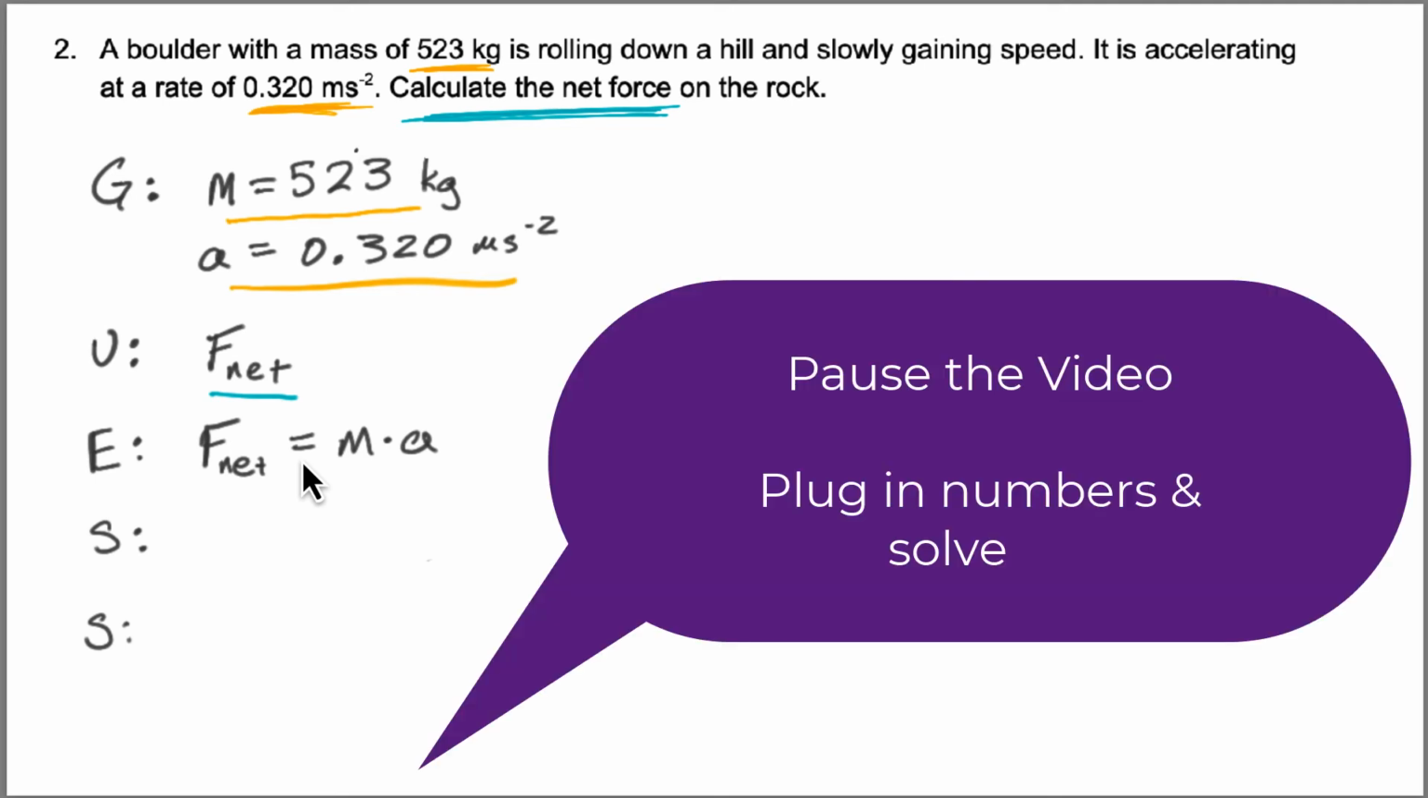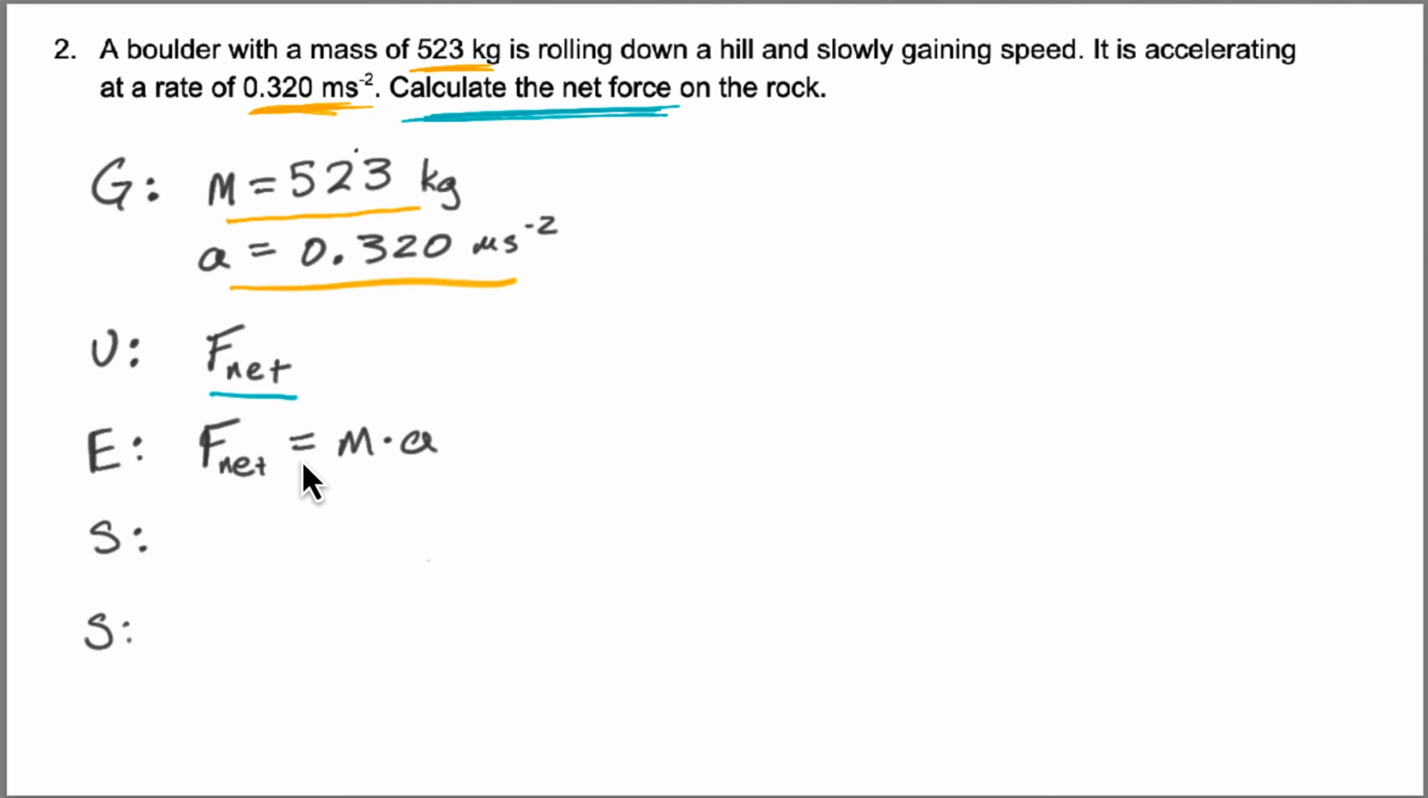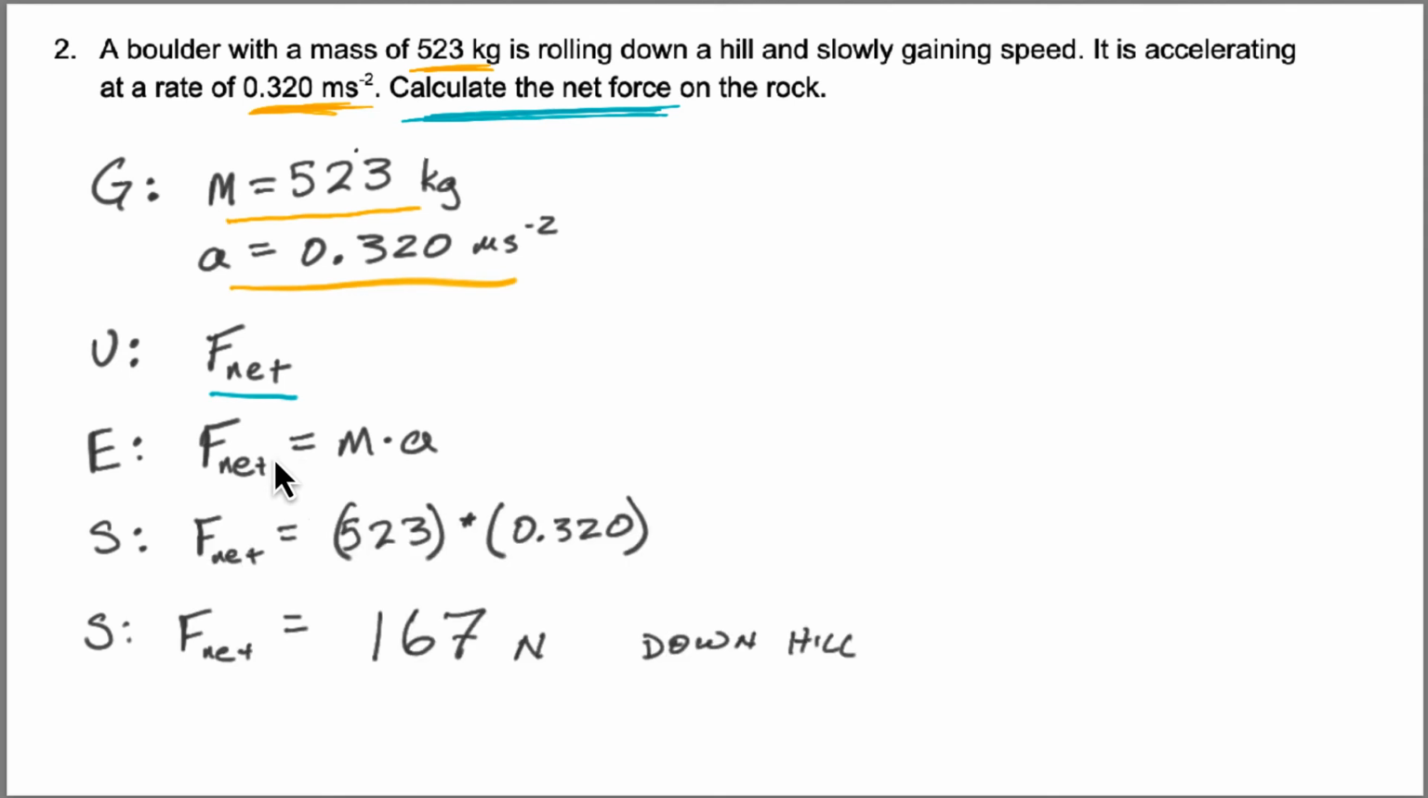All right, welcome back. Hopefully you were able to solve. We have 523 times 0.320, gives me 167 newtons. And if we were going to go ahead and say the direction of it, we would just say downhill. Cool, those are the first two problems. Go ahead and see if you can solve the rest of the problem set now.